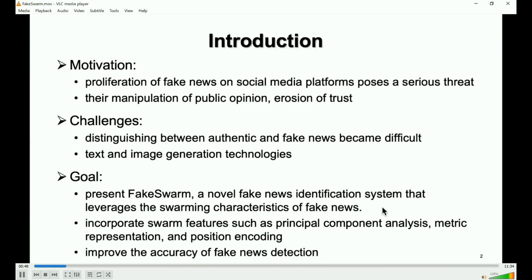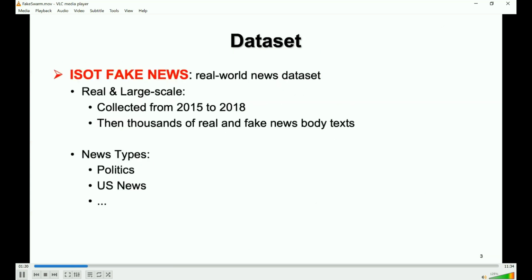Our target of the research is to develop and present FakeSwarm, a novel fake news identification system that leverages the swarming characteristics of fake news. By incorporating swarm features such as principal component analysis, metric representation, and clustering for position encoding, the system aims to improve the accuracy of fake news detection.